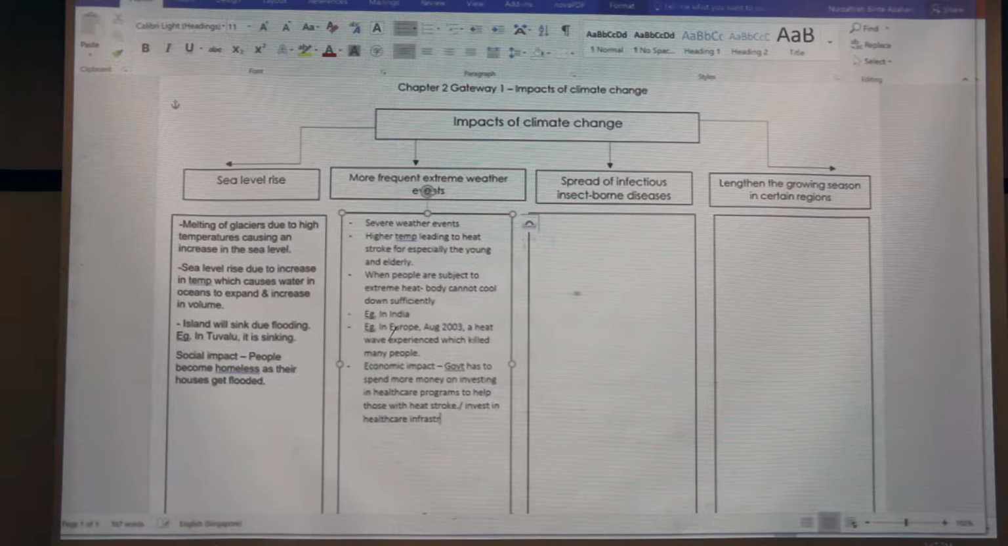Healthcare infrastructures that help to reduce heat stroke, like water sprinklers.